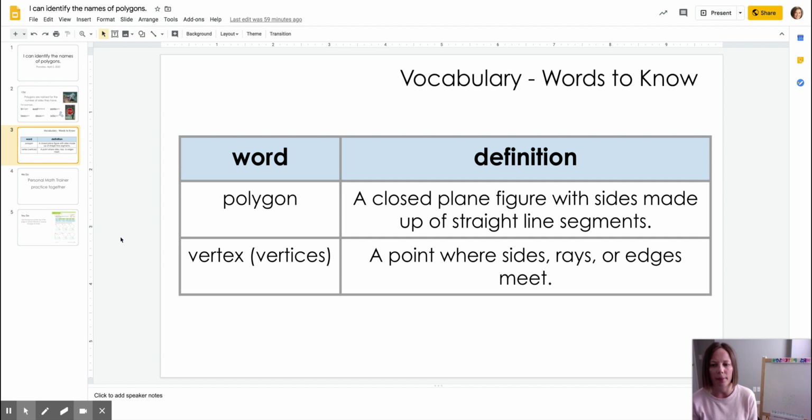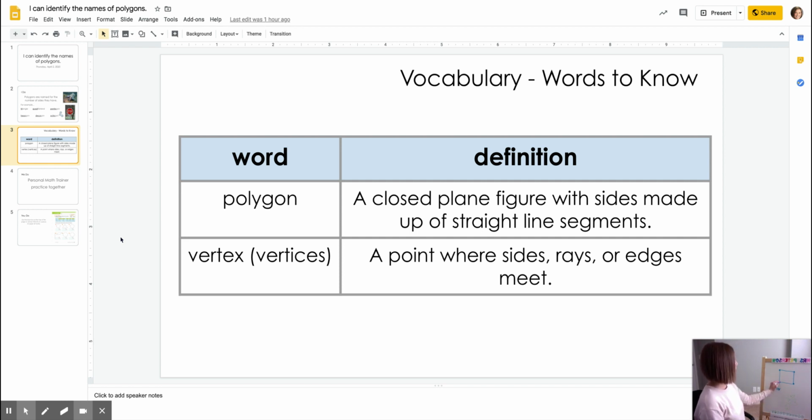Another important vocabulary word that you are going to see today is vertex. A vertex is a point where sides, rays, or edges meet. I'm going to draw an example up here for you on the board. If I were to draw a square that has 4 sides, we would call that a quadrilateral. And where these two sides meet right here, and these two sides come together here, and these two sides, and these two sides, each one of those points where they come together, we call a vertex.